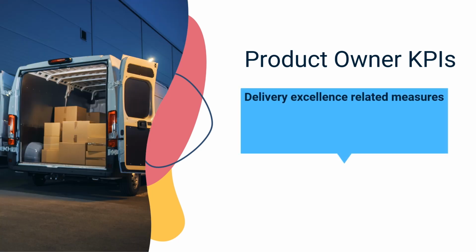Lastly, we will discuss KPIs that relate to delivery excellence. Consider this KPI regarding user stories: complete 85% of user stories per sprint within the next 4 iterations.